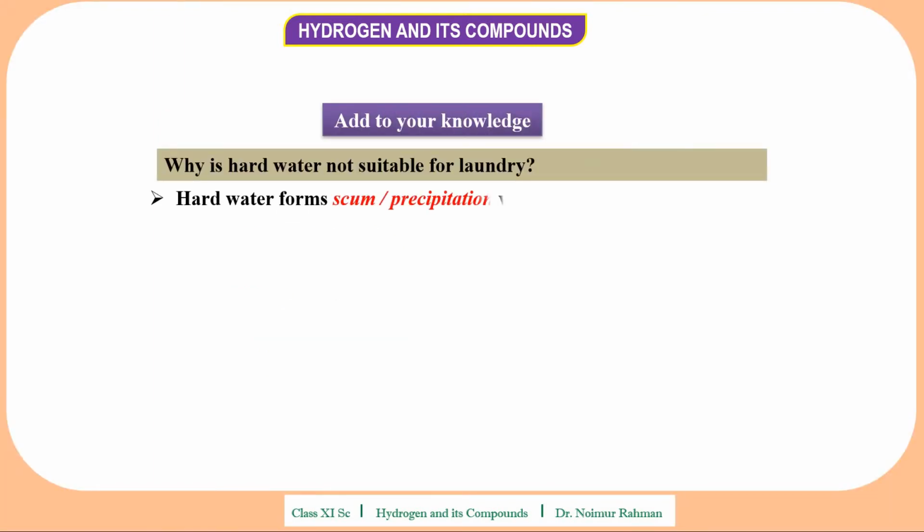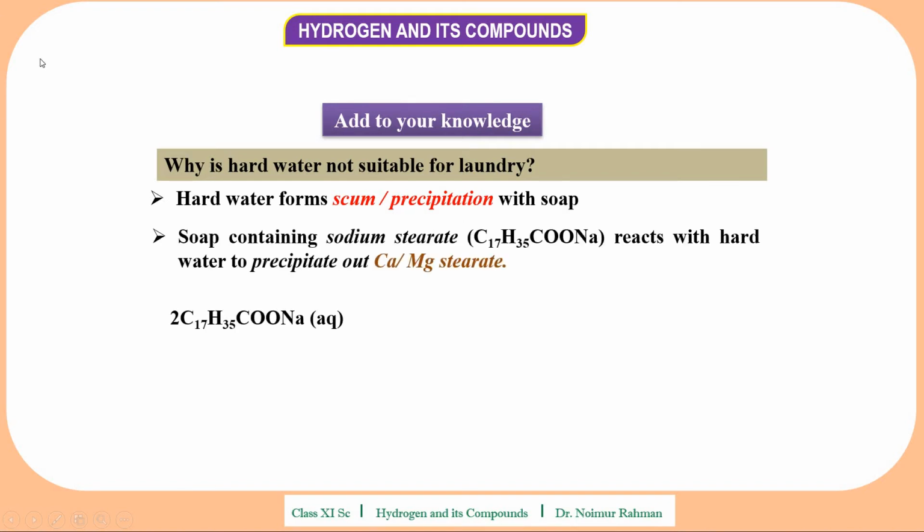Now, why is hard water not suitable for laundry? Hard water produces scum, which is also known as precipitation with soap. Soap contains sodium stearate having the formula C17H35COONa, which reacts with hard water to produce calcium or magnesium stearate. Take sodium stearate, react with a metal ion. Here it can be calcium ion or magnesium ion. It will produce a precipitate, which is also called scum, along with sodium ion.